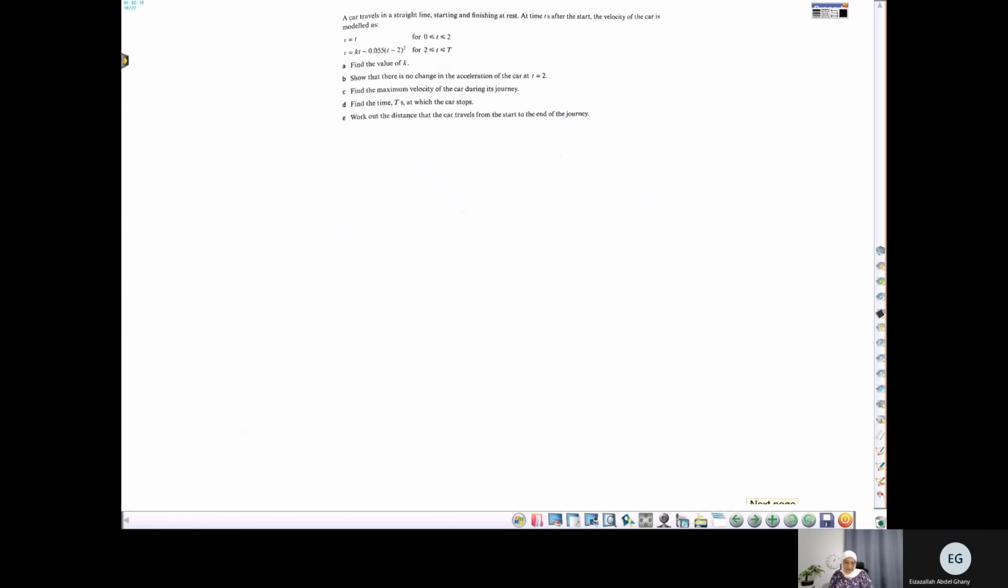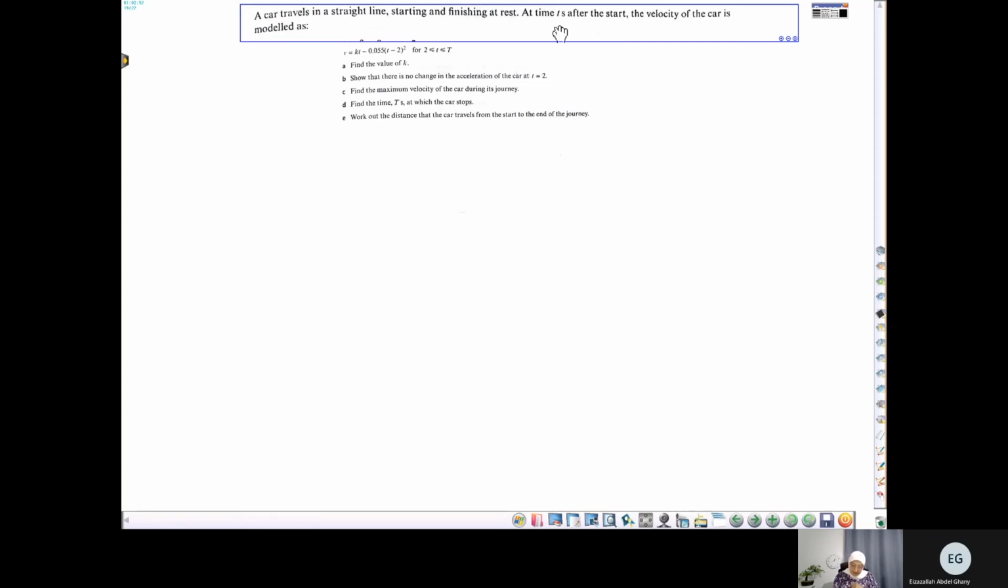Next question. A car travels in a straight line, starting and finishing at rest. Okay, we start from rest, then stop. So starting from rest and ending at rest, it means acceleration, then deceleration, passing by maximum speed somewhere.